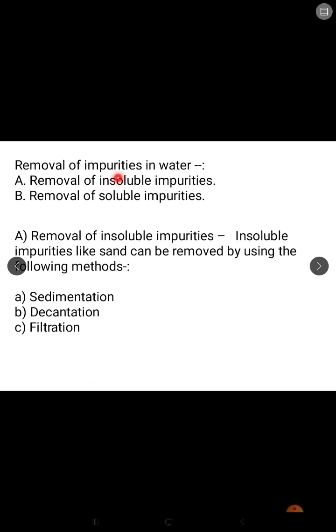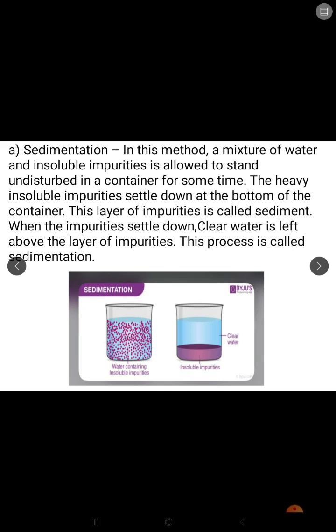Now, removal of impurities in water. There are two ways of removal of impurities. First we will talk about removal of insoluble impurities, and then we will talk about removal of soluble impurities. Insoluble impurities like sand can be removed by using the following methods. What are those methods? Those are sedimentation, decantation and filtration.